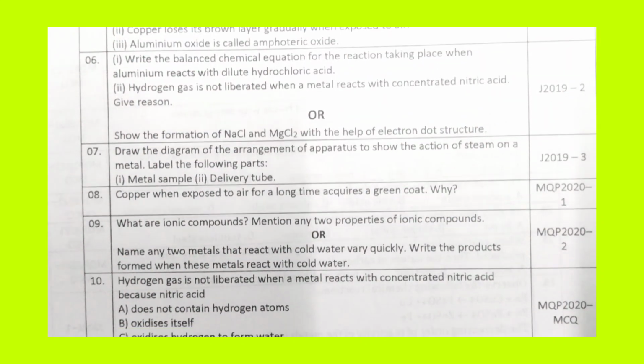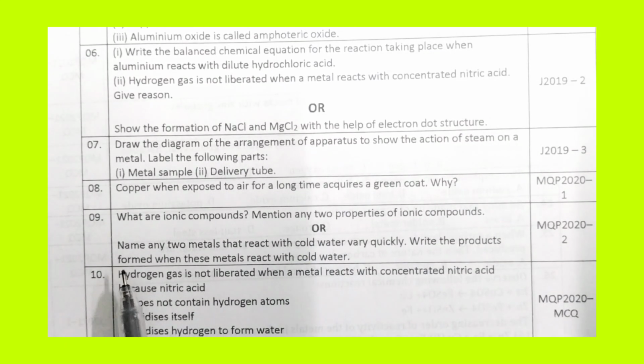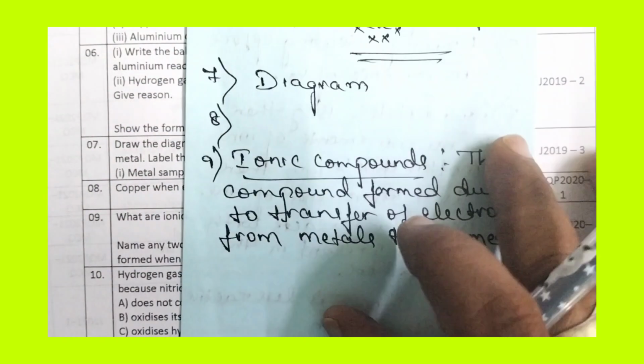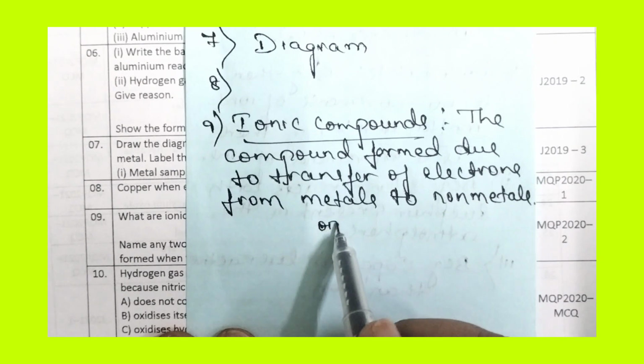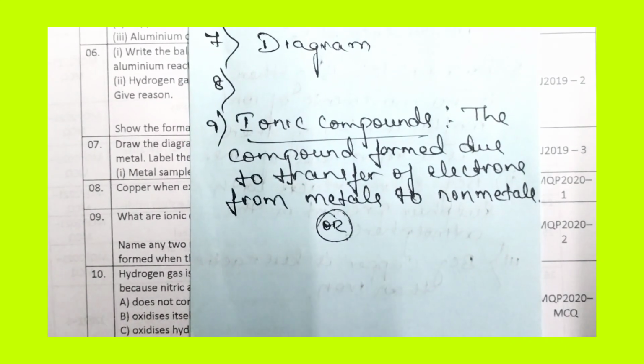Now in that one only, one more internal choice question is there. Name any two metals that react with cold water very quickly. Write the product formed when these metals react with cold water. So now let us answer these two questions. So one more internal choice question is there. Now let us answer this question.